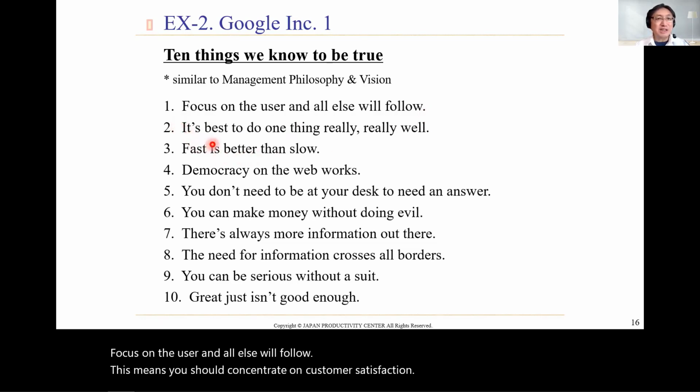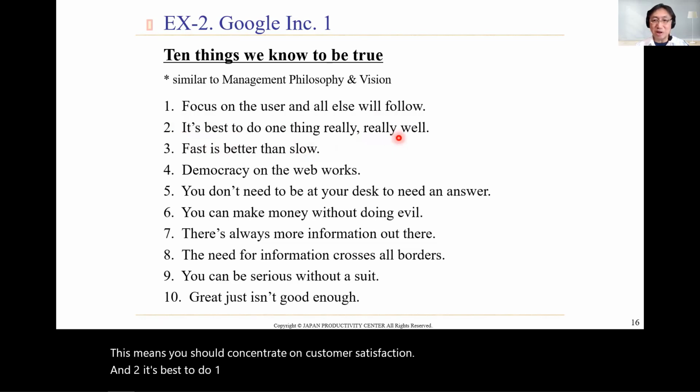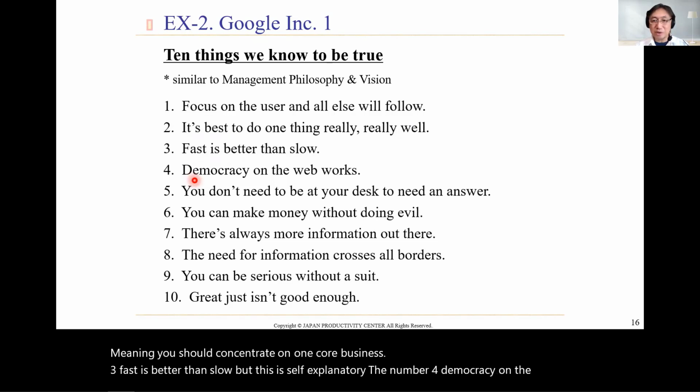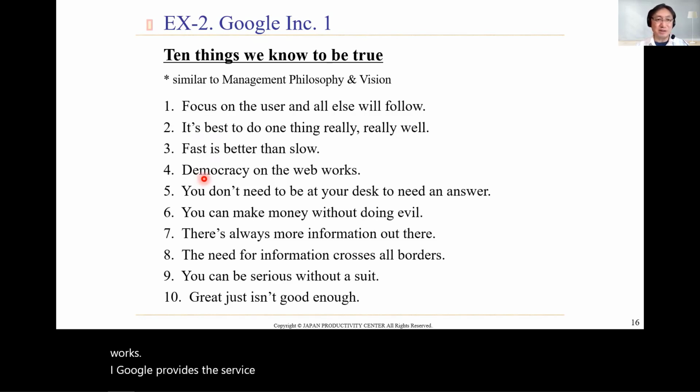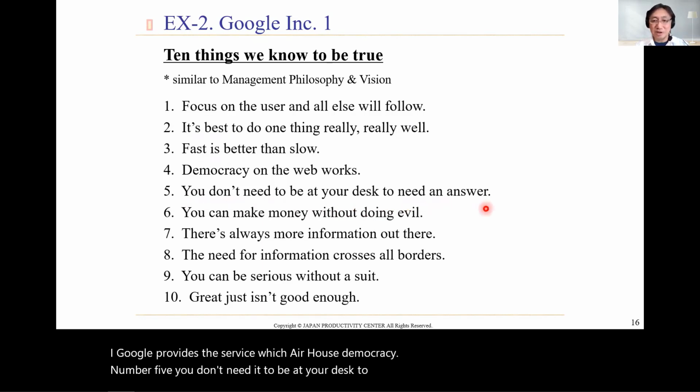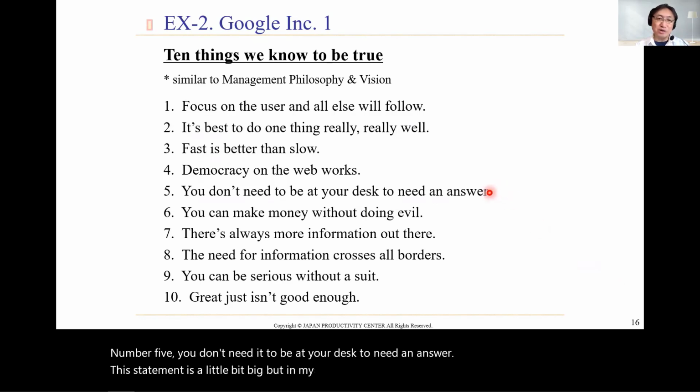And number 2, it's best to do one thing really, really well. Meaning you should concentrate on one core business. Number 3, fast is better than slow. Well, this is self-explanatory. The number 4, democracy on the web works. Well, Google provides the service which enhances democracy. Number 5, you don't need to be at your desk to need an answer. Well, this statement is a little bit big, but in my understanding, Google focuses on mobile applications.